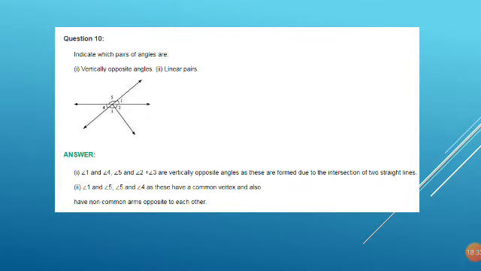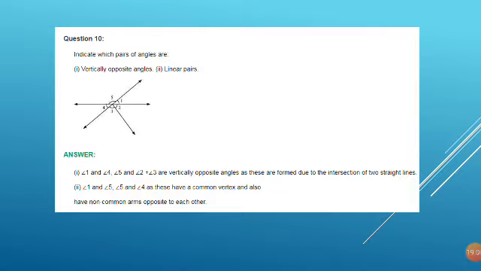Vertically opposite angles. When two lines intersect at a point, the opposite angles are equal, and these are called vertically opposite angles. Angle 1 and angle 4 are vertically opposite angles. Next, angle 2 and angle 3 are also vertically opposite angles. That is called the intersection of vertically opposite angles.